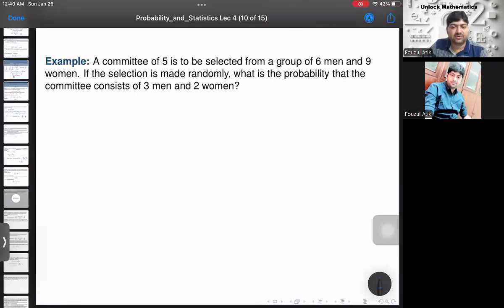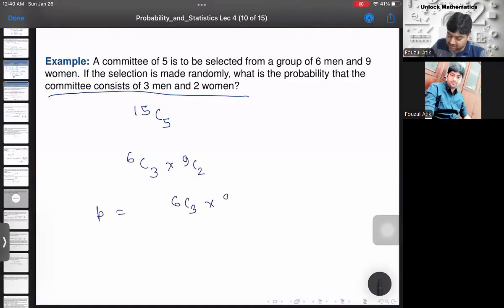So the solution for this will be: in total there are 6 plus 9, 15 humans, and you have to select 5 among them. How many ways can you do that? 15C5 ways. And how many ways can you choose 3 men and 2 women? There are 6 men, you have to choose 3 men, and 9 women, you have to choose 2 women. So how many different ways can you do it? 6C3 into 9C2. So what is the desired probability? It is equal to 6C3 into 9C2 divided by 15C5.